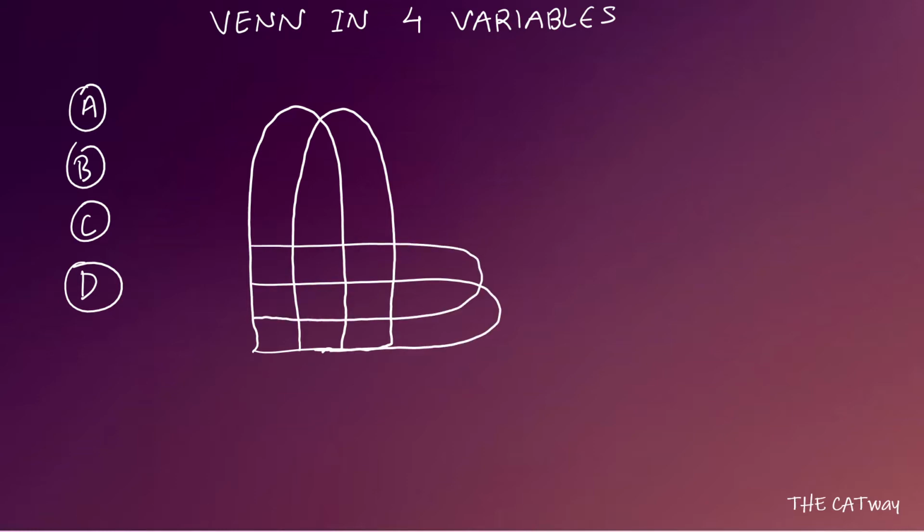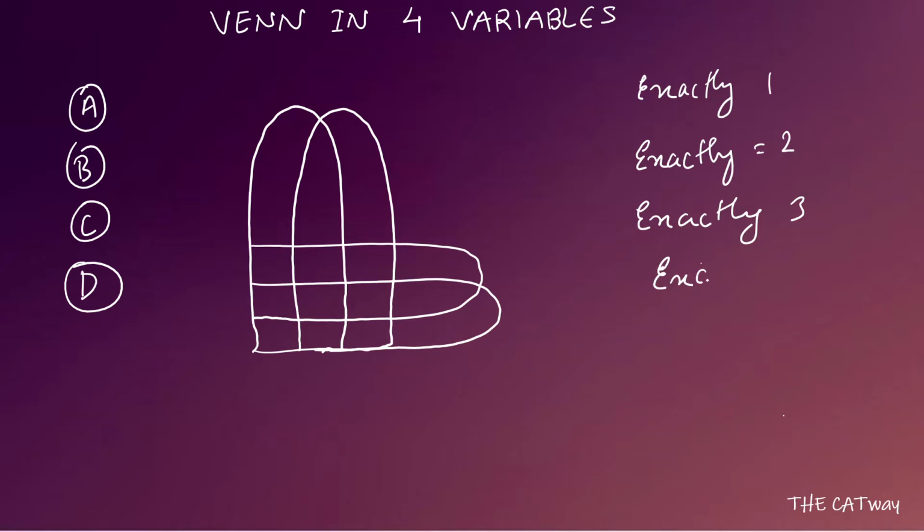So this is how you represent it. Now in this we can represent exactly 1, exactly 2, exactly 3, and exactly 4. Let us see how I am going to do this. Let's say this is type A, this is type B, this is type C, and this is type D. When you are talking about exactly 1, there will be only 4 possible cases.